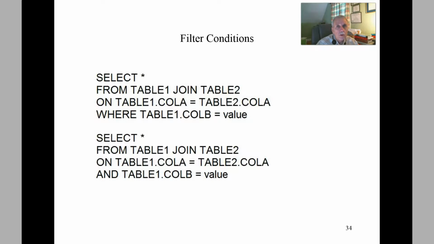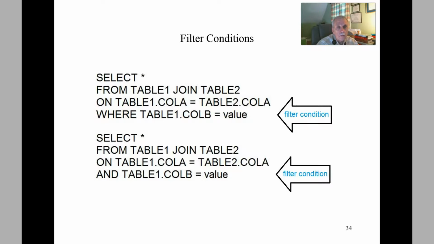Let's quickly review the idea in terms of the syntax. Suppose we were joining two tables, call them table 1 and table 2. We expressed the join condition, and then we add the filter condition. That filter condition could be either in the where clause or in the on clause.